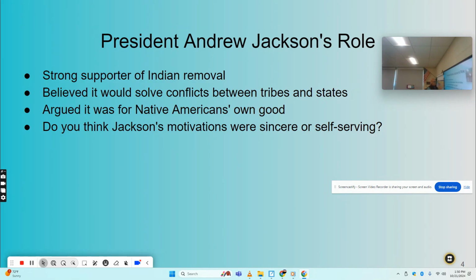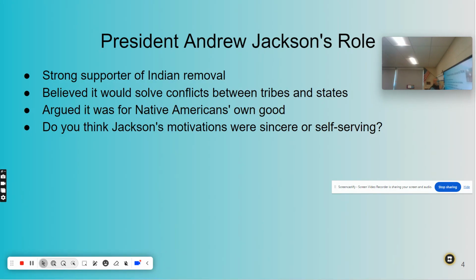Also, I want to just talk about point 3 for a moment. Jackson is going to argue, almost like a fatherly figure, that white Americans knew exactly what was best for Native Americans. And he said that placing Native Americans on reservations was for their own good. That's how he couched it in describing it to Native Americans. We're going to do this for you. We're not kicking you off your land. We're going to put you in a place where you're going to be much better off.